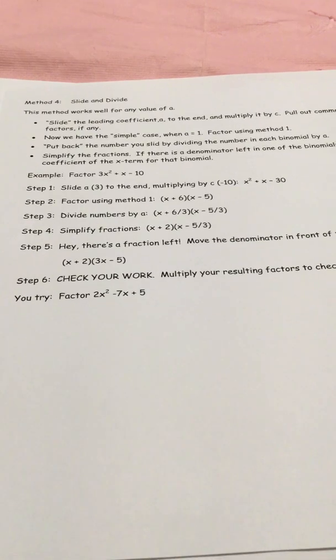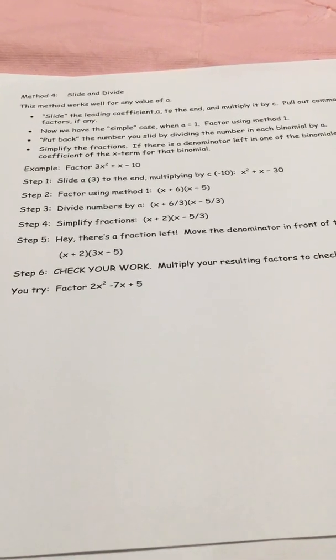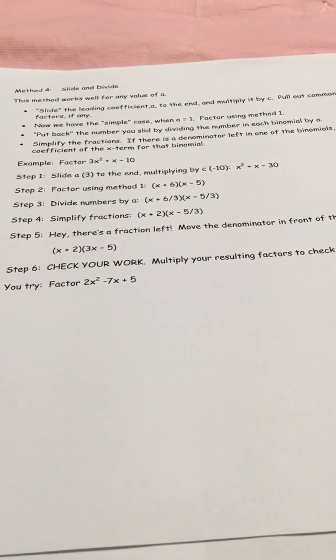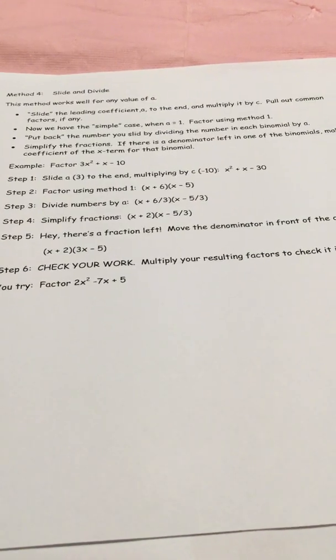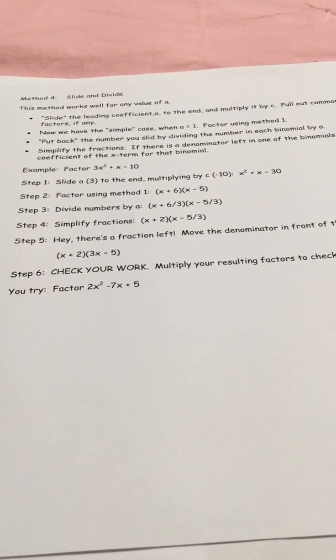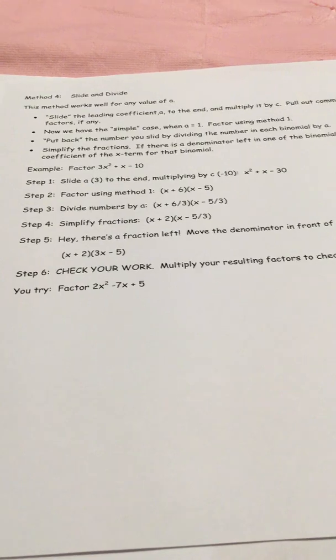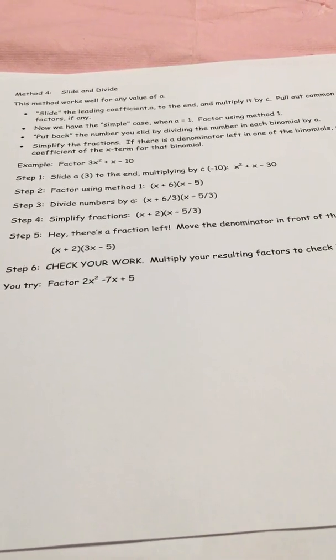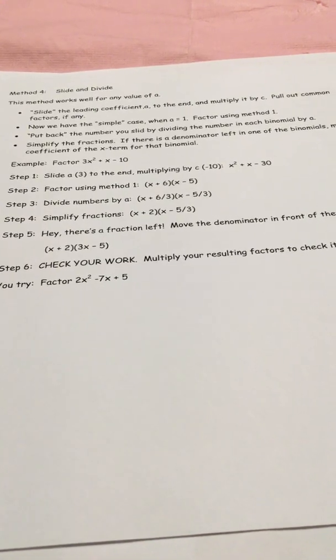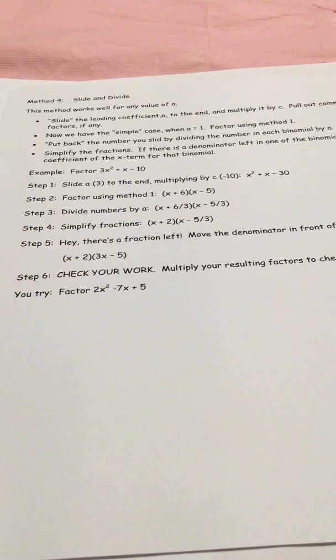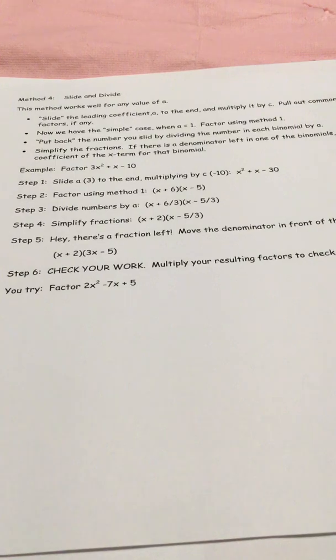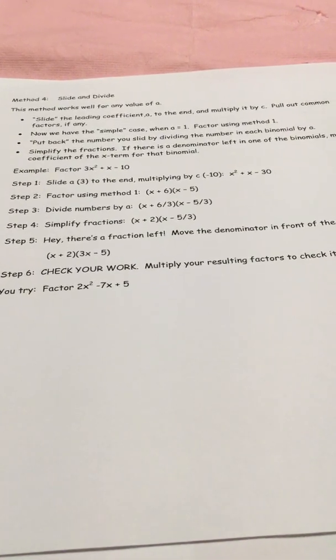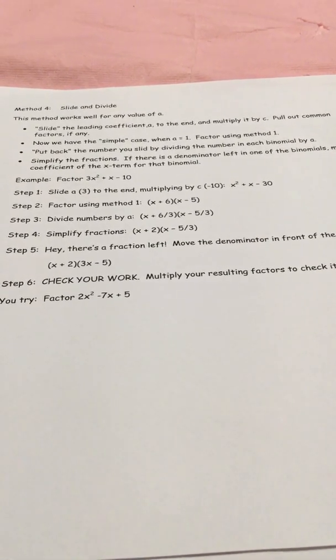So our slide and divide method: slide the leading coefficient a to the end and multiply it by c. Pull out common factors if any. Now we have the simple case when a is equal to 1. We can factor using our method 1. Put back the number you slid by dividing the number in each binomial by a.